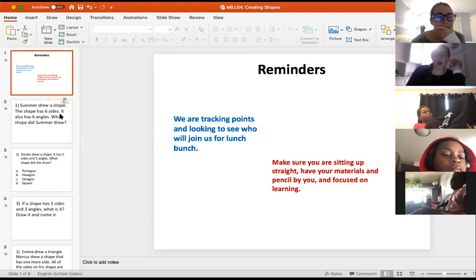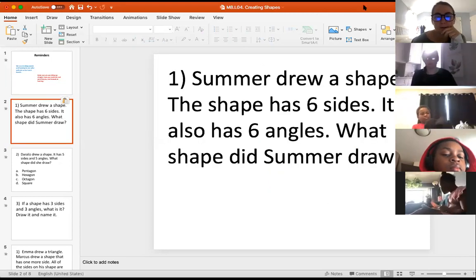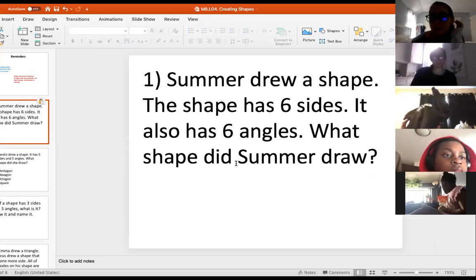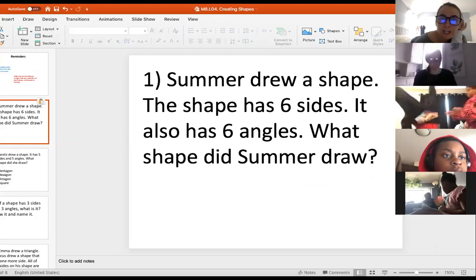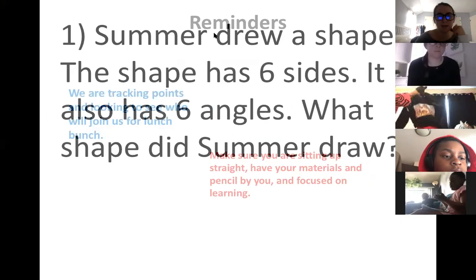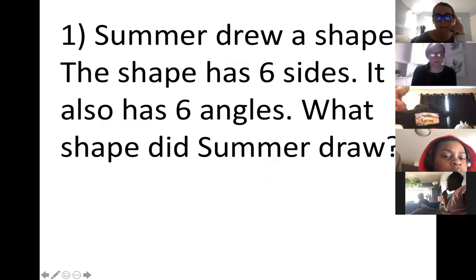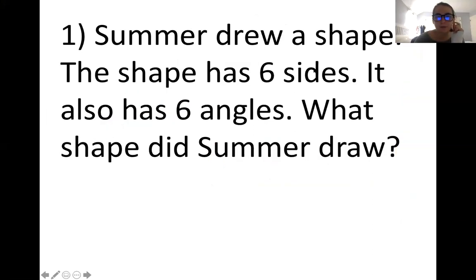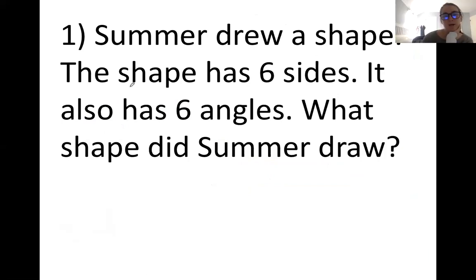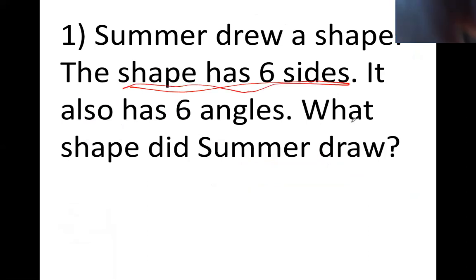All right. Question number 1 says, Summer drew a shape. The shape has 6 sides. It also has 6 angles. What shape did Summer draw? All right, I'm going to reread the question. This time I'm going to say what's happening in my own words. The question says, Summer drew a shape. The shape has 6 sides and 6 angles. So I know a hexagon has 6 sides and 6 angles. What shape did she draw? So I know that that shape would be a hexagon.